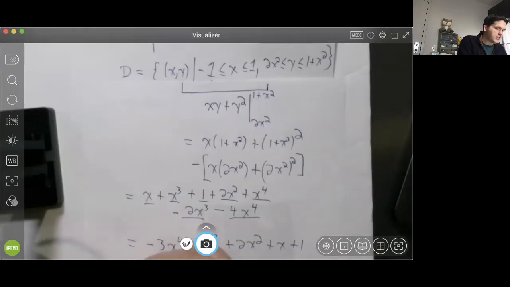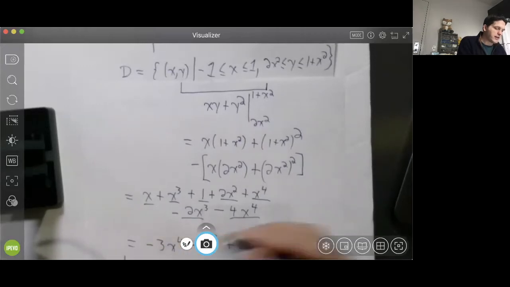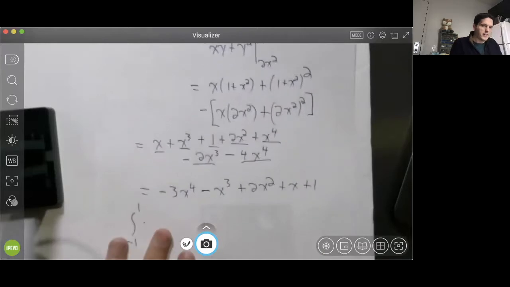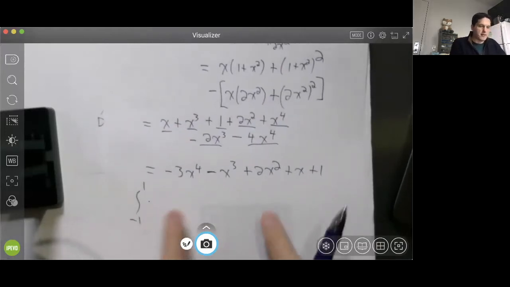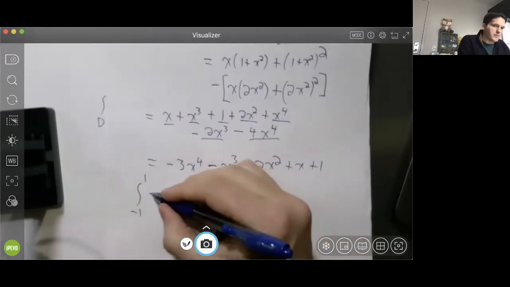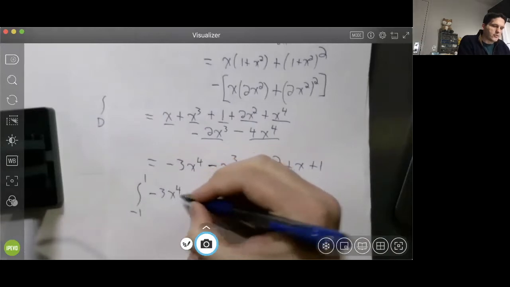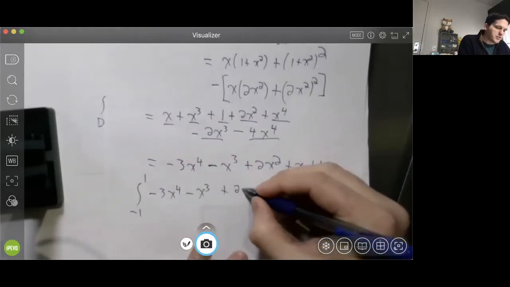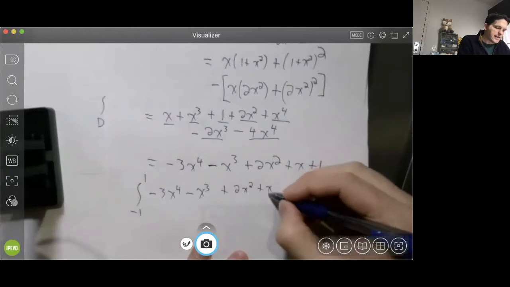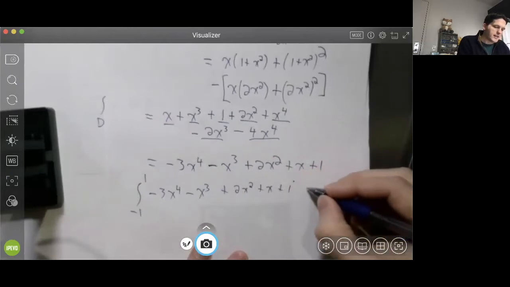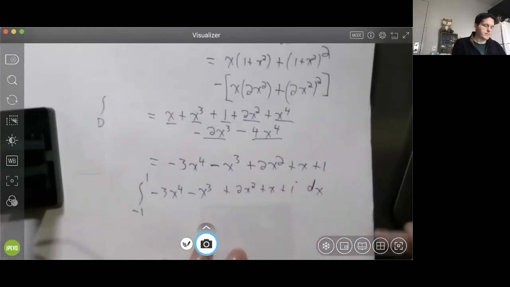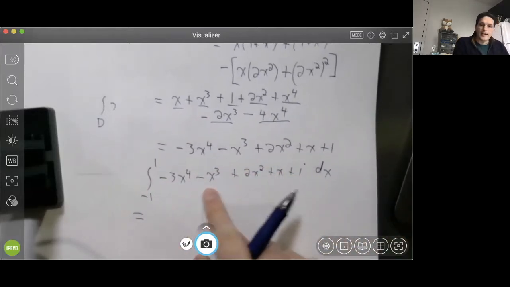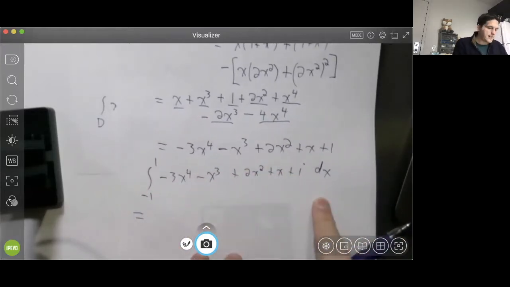And so now we have to do the integral from -1 to 1 of this function. Minus 3x to the 4th minus x cubed plus 2x squared plus x plus 1 dx.